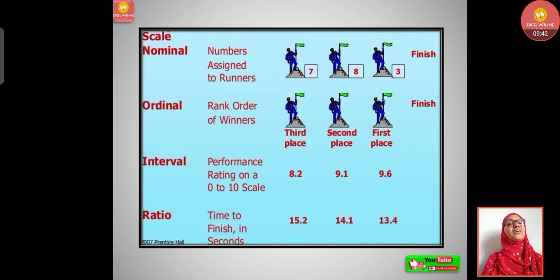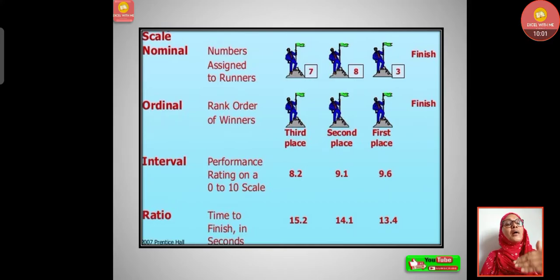For example, we are taking some runners here. What is the nominal here? The number assigned to the runners. So 7, 8, 3, whatever number is assigned, that will become the nominal. Then ordinal, the rank order of winners. Maybe first, second, third. The positions will become the ordinal.